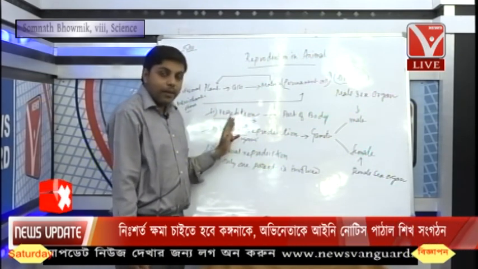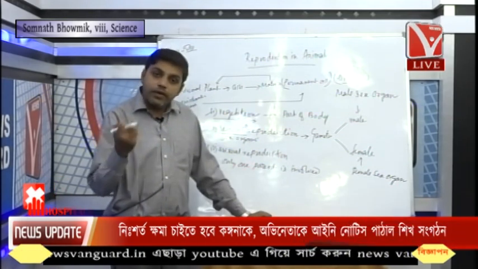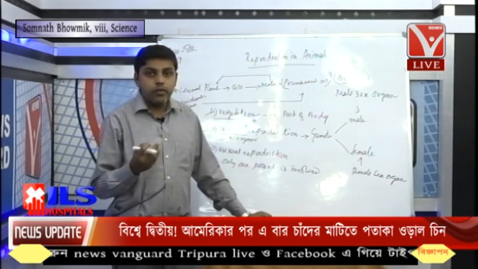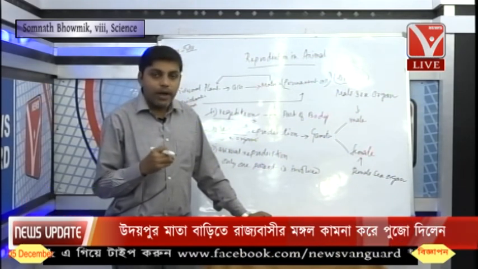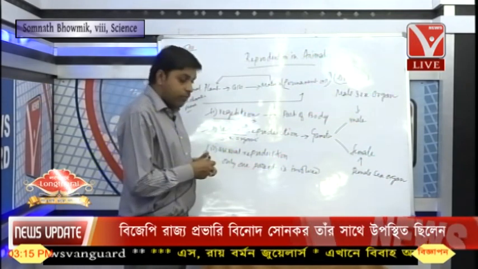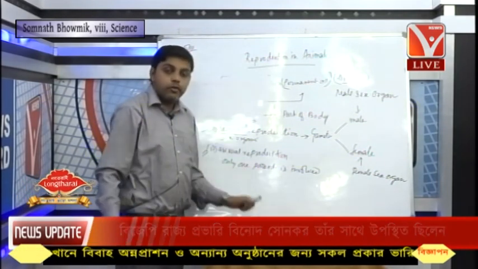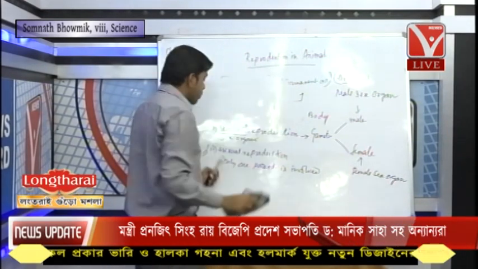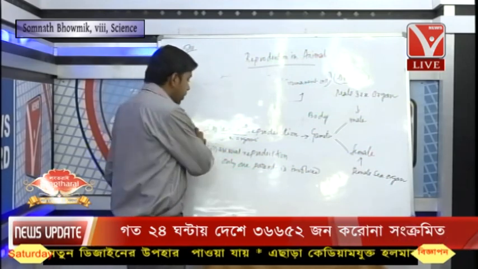But in case of animals, the mature cells do not revert back to their initial immature phase. So animal cells do not revert back to the meristematic phase. That is the reason why vegetative reproduction is not found in animals. So we can say that in animals, vegetative reproduction is completely not observed. So we will focus on sexual reproduction and asexual reproduction.